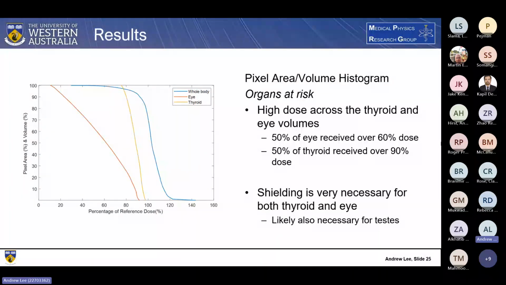It's also probably necessary for the testes, which hasn't been tested in this phantom, but is also an area which is close to the surface. Typically, in the side effects for total skin electron therapy, it is reported that we do have quite a lot of male infertility, and sperm banking is advised normally. So additional shielding for the testes area can prevent that at the cost of some treatment effectiveness.